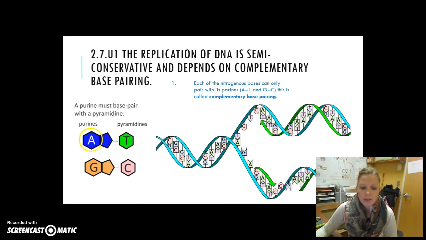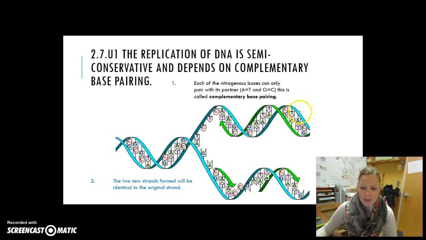Please remember that A always pairs with T, G always pairs with C, that there are 2 hydrogen bonds between A and T and 3 hydrogen bonds between G and C. When A bonds with T and G bonds with C, that's called complementary base pairing because they are pairing with their associated base. So that's the first thing that happens.